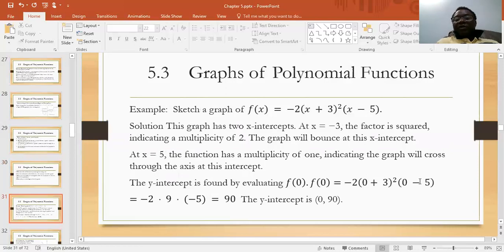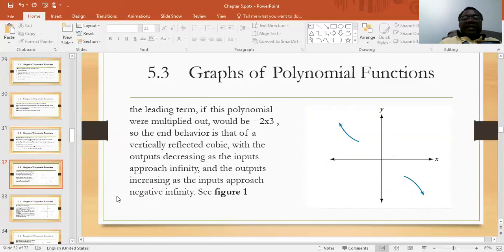Let's look at the polynomial function f of x equals -2 times (x plus 3) squared times (x minus 5). This graph has 2 x-intercepts: at -3, which is squared, meaning multiplicity 2, and at 5. The multiplicity for 5 is 1. The y-intercept is found by evaluating f of 0, which is 90. So the y-intercept is (0, 90). We will plot these points on our graph.